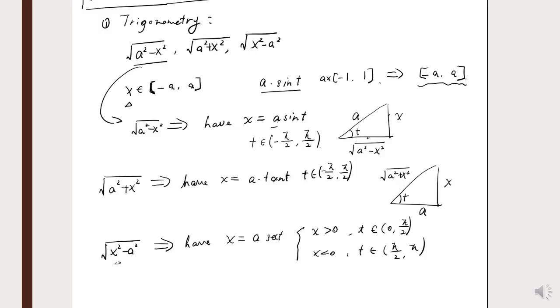And similarly, we can also draw the triangle relations between a, x and t. If this angle is t, this one will be x, this one will be a, and this one will be the square root of x squared minus a squared.